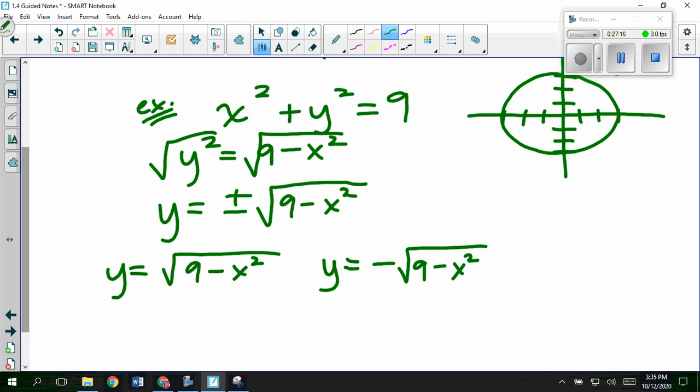So breaking these into two equations, separately, they are functions. They would separately pass the vertical line test, and this is what the implicitly defined functions mean: getting these two equations.